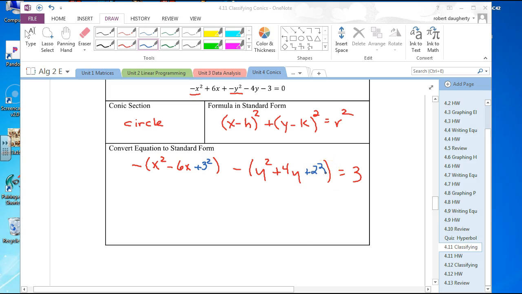So what did I really do here? I subtracted 9. And what did I do here? Subtracted 4. Okay. So this is negative x minus 3 squared minus y plus 2 squared equals negative 10. What do I think when I see this negative, negative, negative?